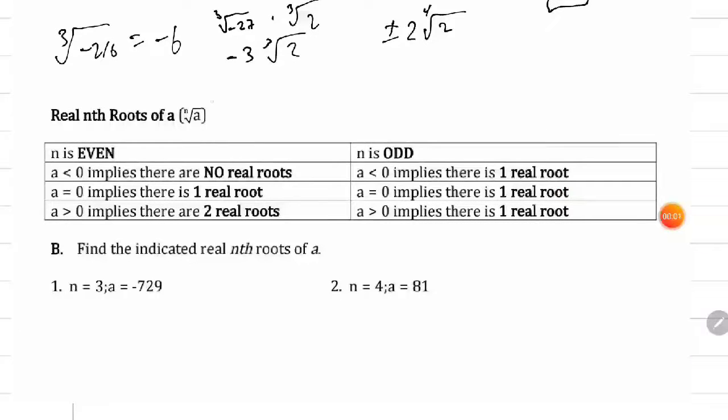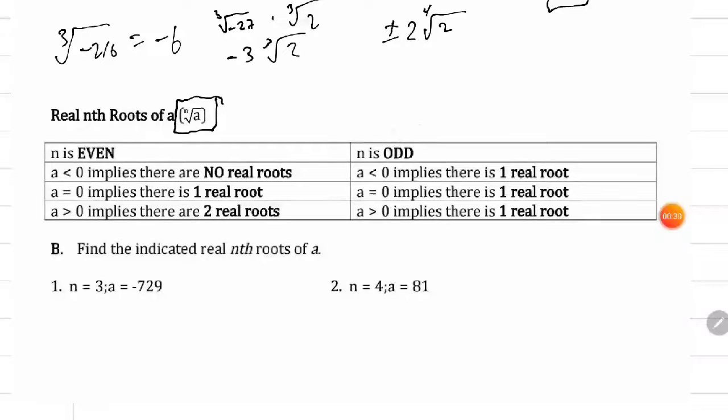So let's look at more of these properties here of the nth root of a. If n is even and a is less than 0, so the number under the square root is negative, we have no real roots. Real roots will have imaginary numbers. If a is equal to 0, then there's one real root. And if a is bigger than 0, there are 2 real roots.